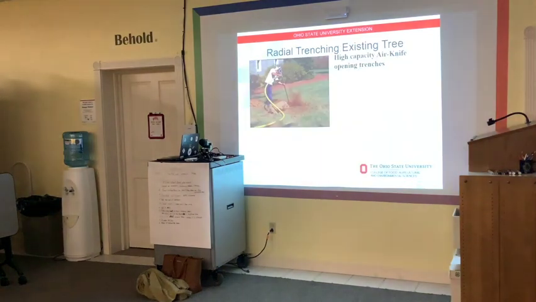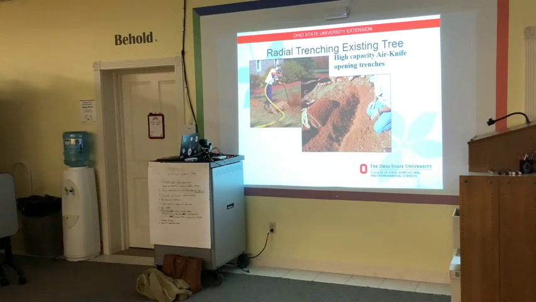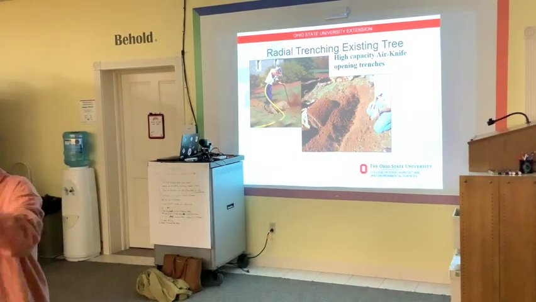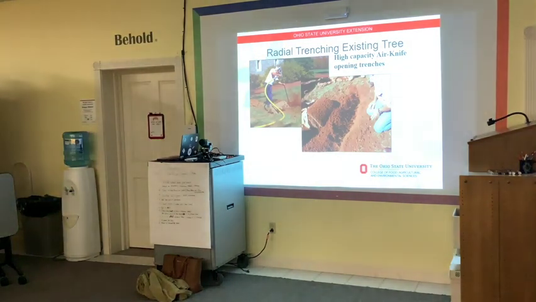So there's radial trenching. Then high-capacity air knife opening trenches where you have mature trees, like in a park setting where the roots are compacted because it's used all the time. Sometimes your arborist will do this, although there is no research that we know of or have seen that really shows that there's a lot of benefit to this.